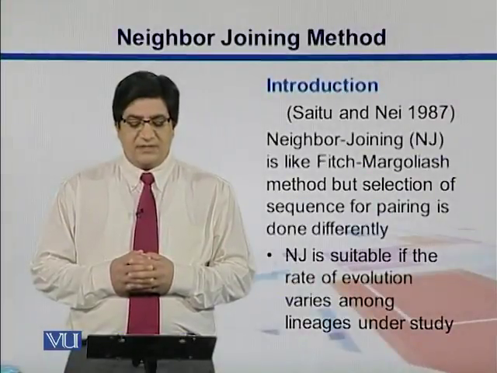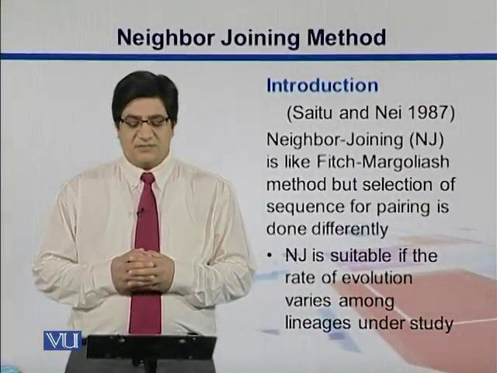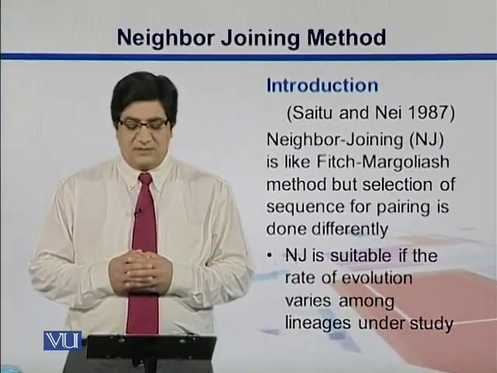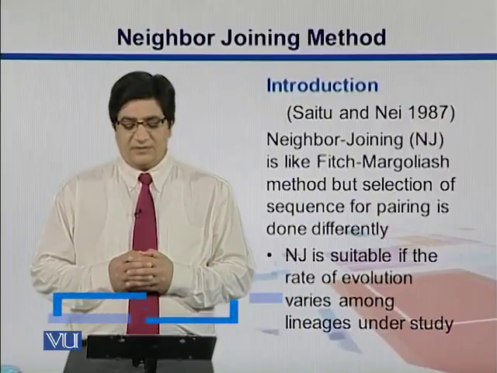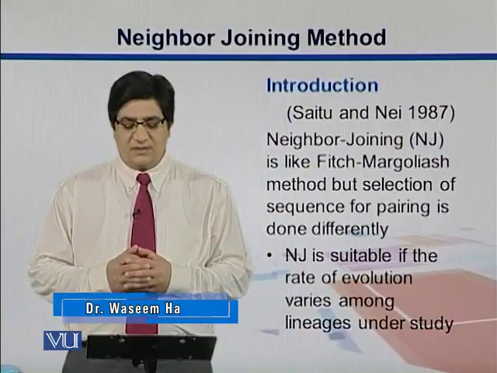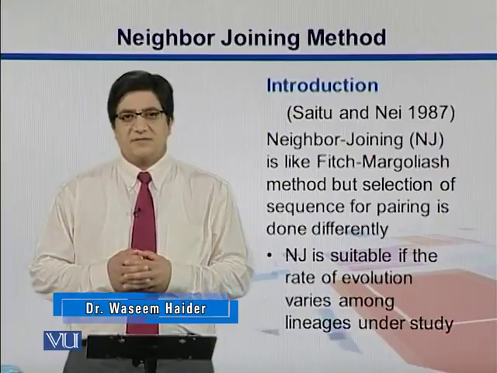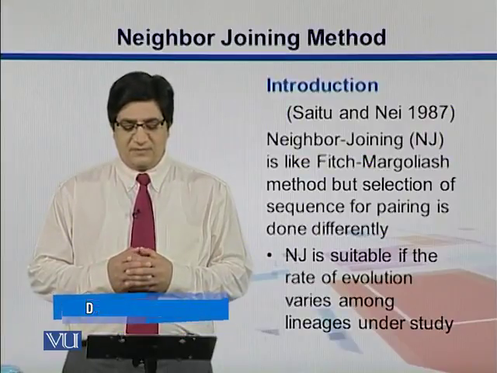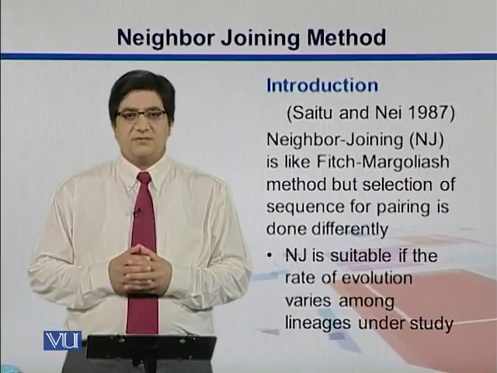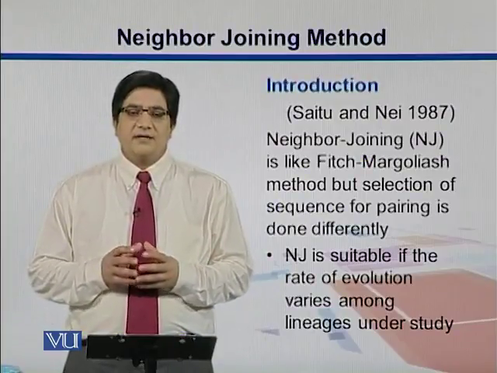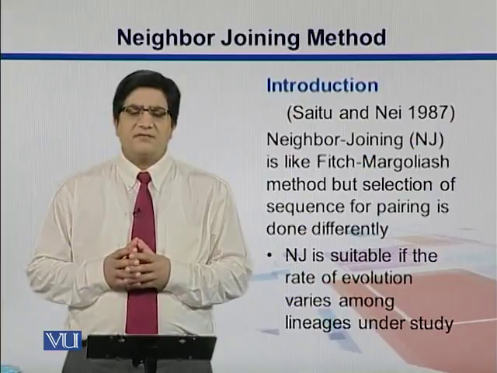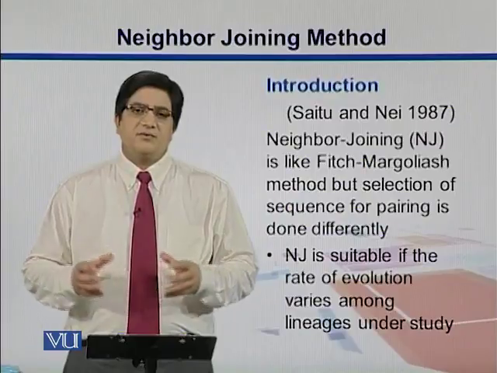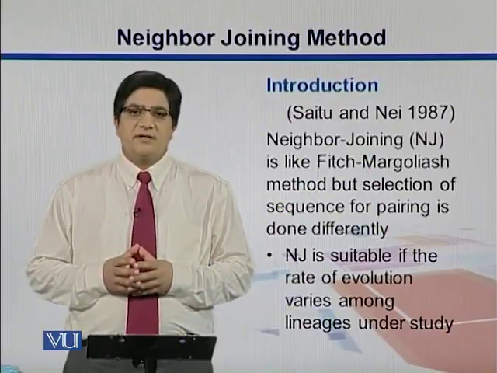So this neighbor joining method, which we commonly call NJ, was presented by Saitou and Nei in 1987. It's like Fitch-Margoliash, but the selection of the sequences is different. It is suitable if the rate of evolution varies among lineages under study. It takes the sequences and does some kind of clustering with them, and then takes those clusters and puts them together in the shape of an integrated tree.